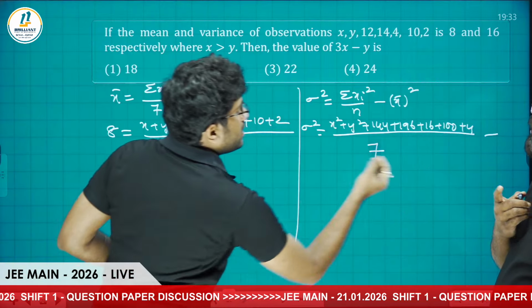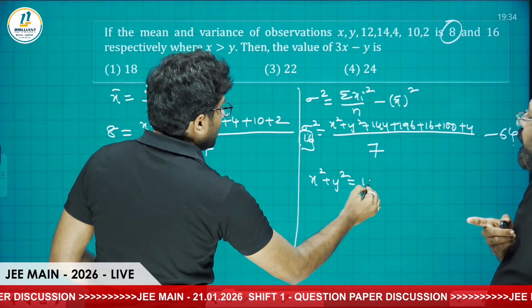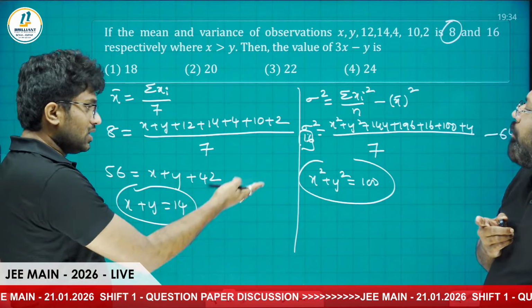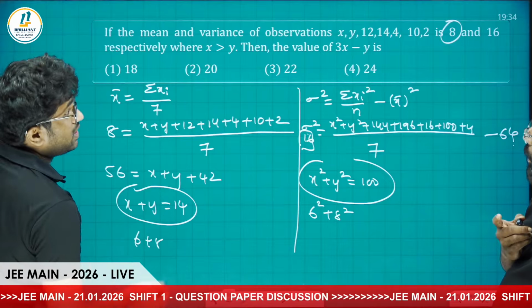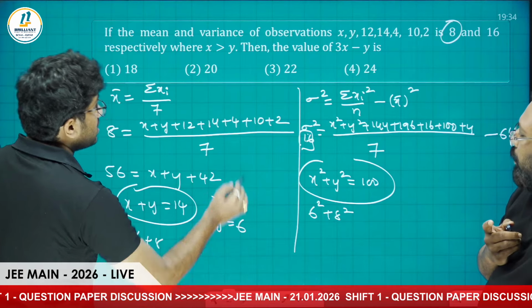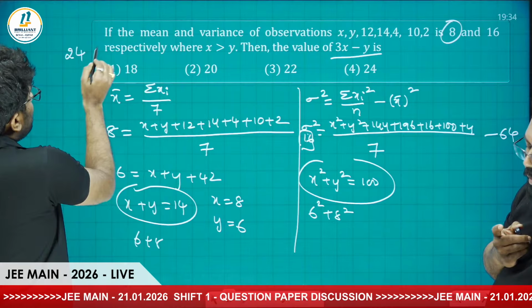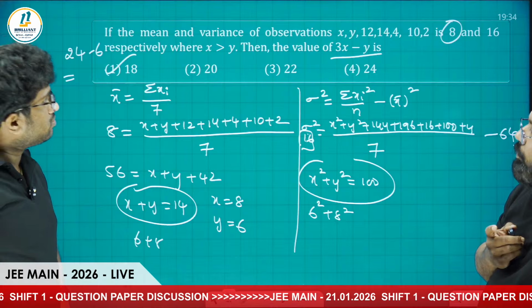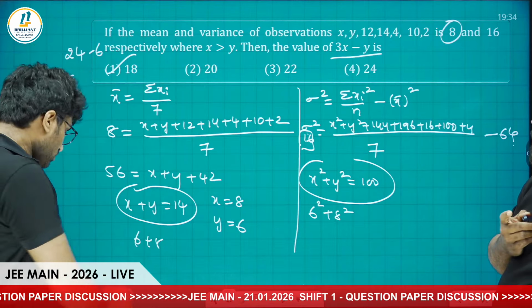So now if you solve, x square plus y square is equal to 100. It is clear that x plus y is 14, and x square plus y square is 100, a Pythagorean triplet. Just substitute 6 and 8: 6 square plus 8 square is 100, and 6 plus 8 is 14. They have given x is greater than y, so x is equal to 8, y is equal to 6. They are asking for 3x minus y. 3 times 8 is 24 minus 6, which is equal to 18. 18 is the answer. A good question from grade 11 statistics.